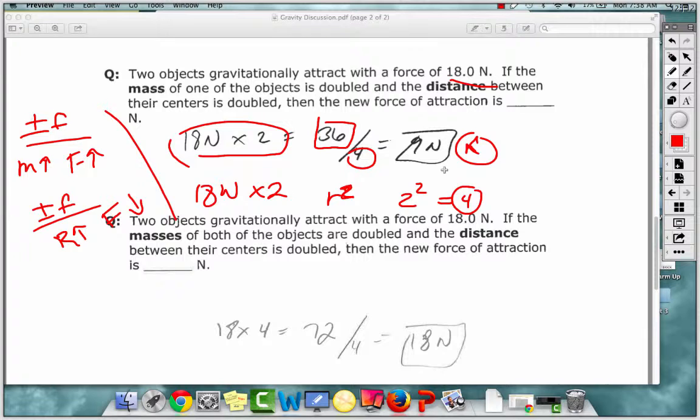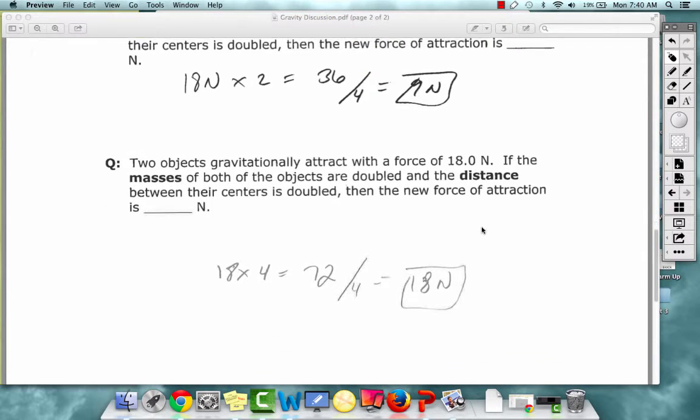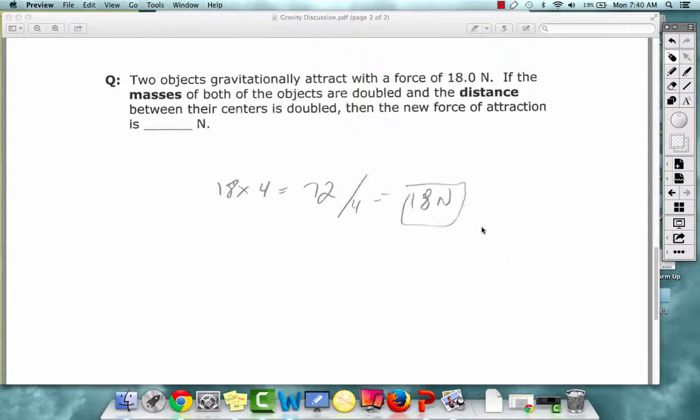All right. Last question. Two objects gravitationally attract each other with a force of 18 newtons. If the masses of both the objects are doubled and the distance between their centers is doubled, the new force of attraction is blank newtons. Okay, let's first deal with the mass piece. You have both of the masses of these objects doubling. So not only one doubles, they both double.